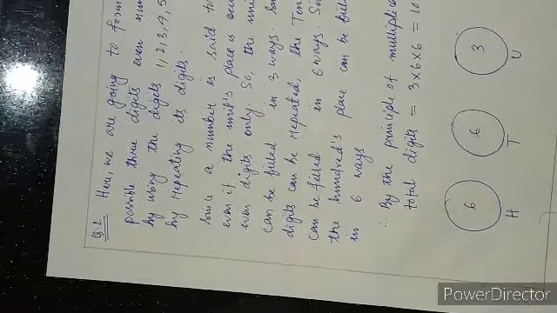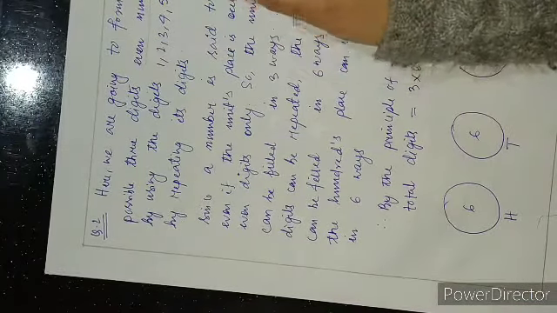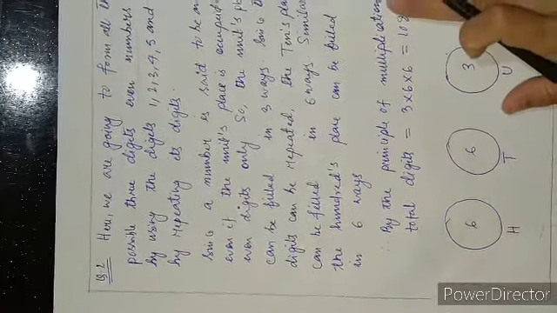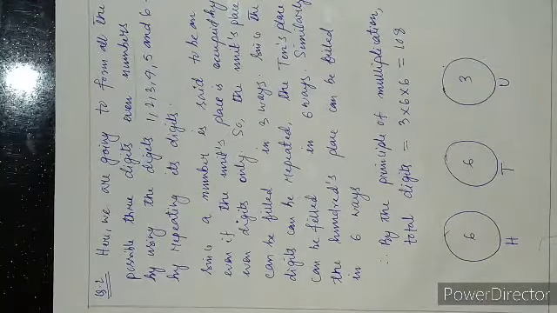Here we are going to form all the possible 3-digit even numbers by using the digits 1, 2, 3, 4, 5, and 6. Digits can be repeated.